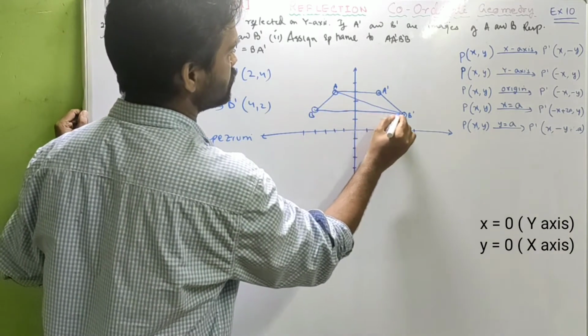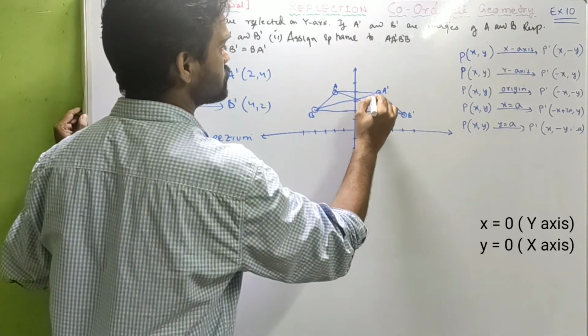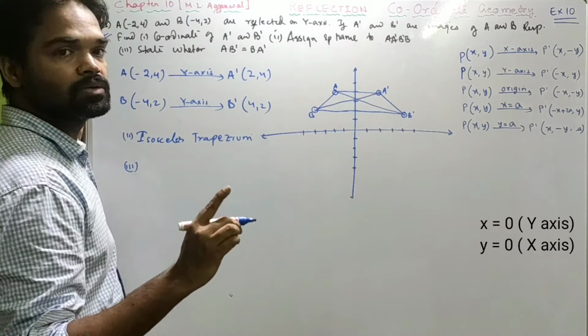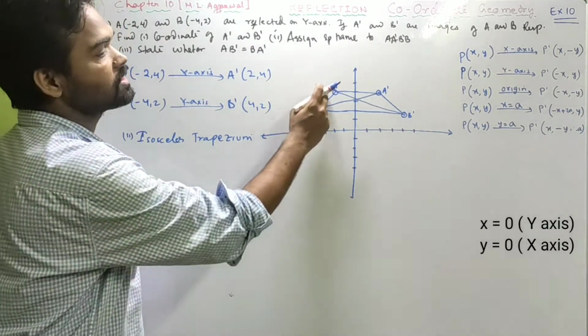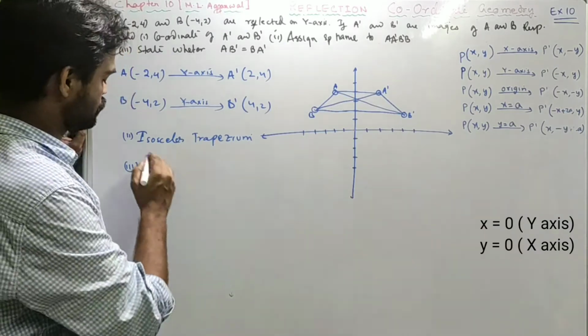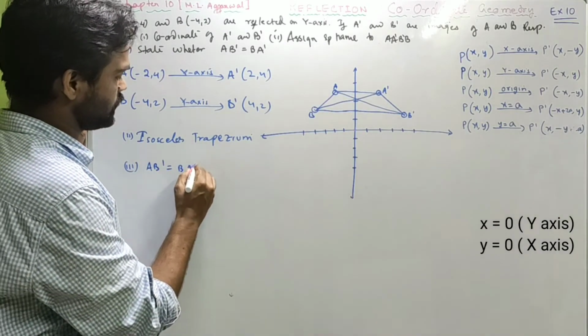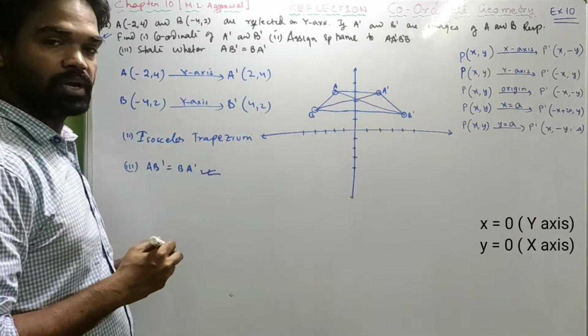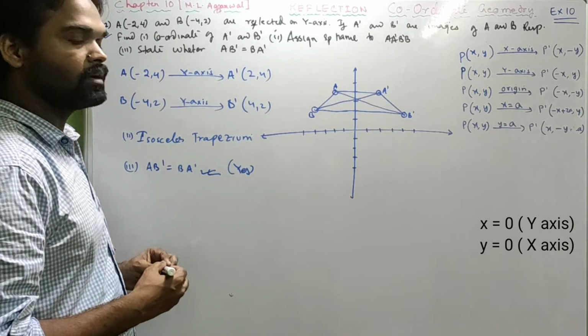And they've asked, state whether AB dash, which means this, and BA dash, which means this, are of equal length or not. Yes, of course, they are of equal length. Why? Because it's an isosceles trapezium. AB dash is equal to BA dash. Okay, yes, they are equal. Now let us look at the next sum.